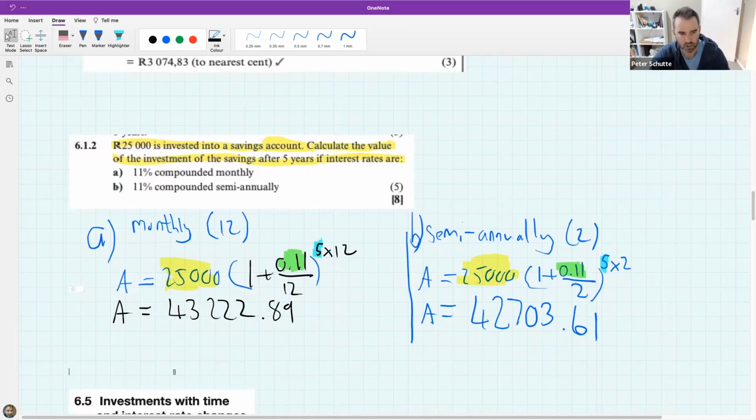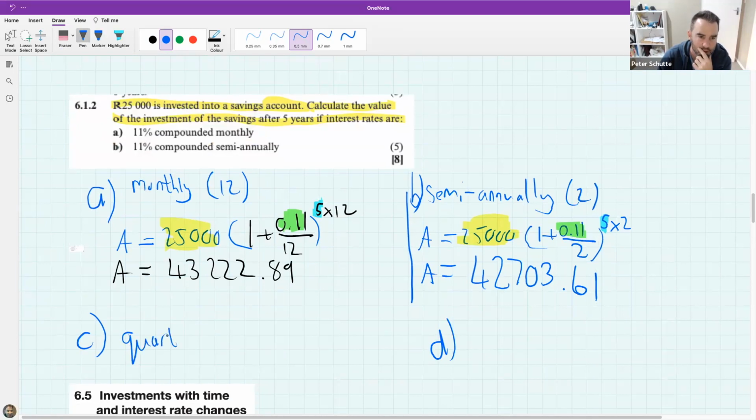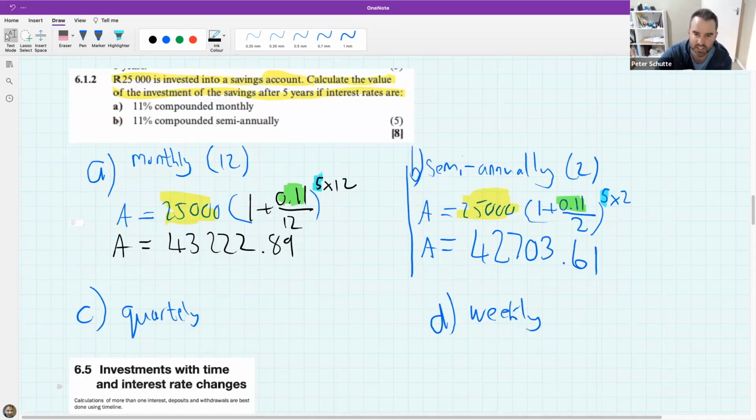Now, just to make sure we're not going crazy with this, I'm going to ask you to do a C and a D for me. And it's along the same lines. So for C, I want you to compound this quarterly. So same information as above, except you're going to be 11%, but you compound it quarterly. And here for D you're going to compound it weekly. And I want to see what you end up with for C and D.